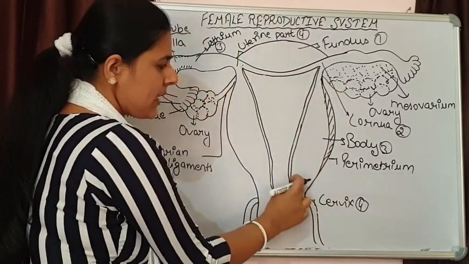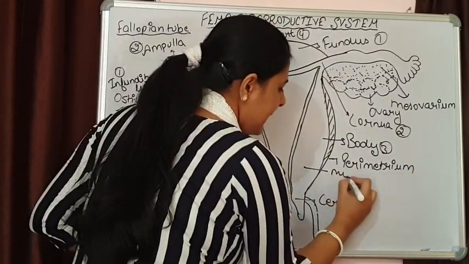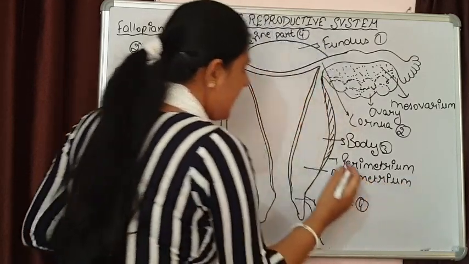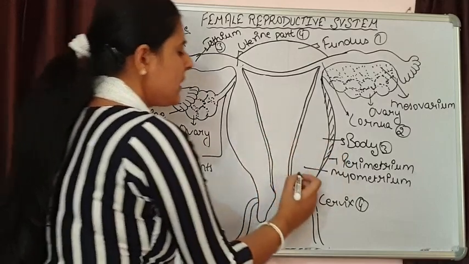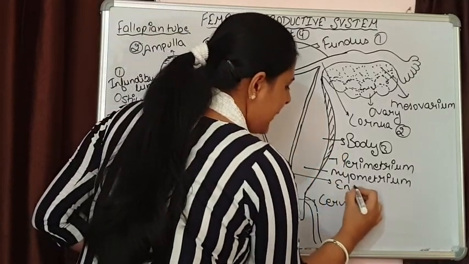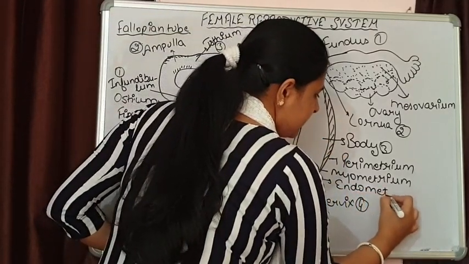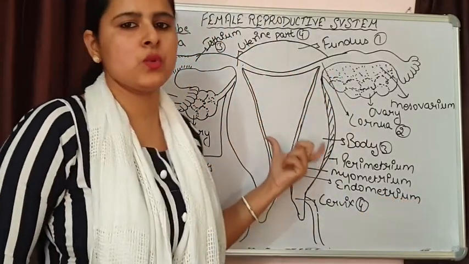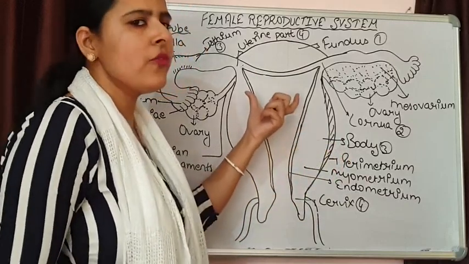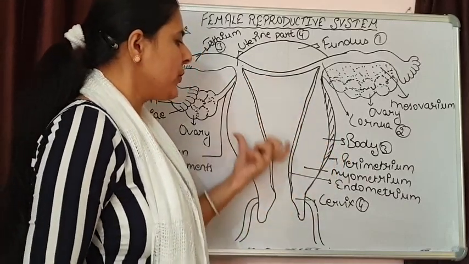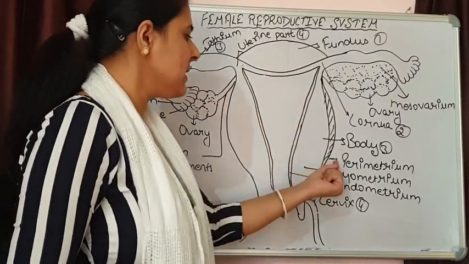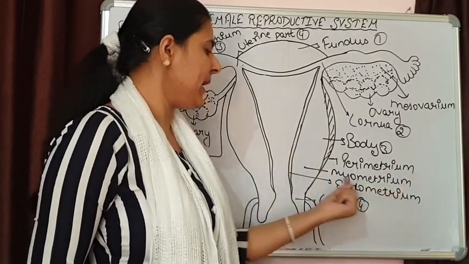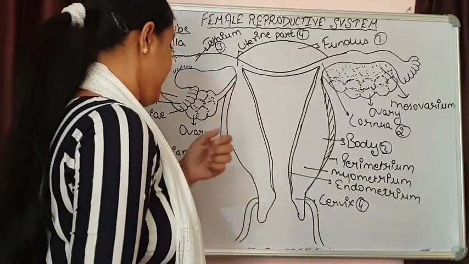The inner walls are made up of smooth muscles, and it is known as myometrium, the middle one, and the inner one are basically known as endometrium. And this uterus is a very highly vascular structure. That means there is lots of blood supply. So the uterus has three membranes. The outer one is perimetrium, the middle one is myometrium, and the inner one is endometrium.